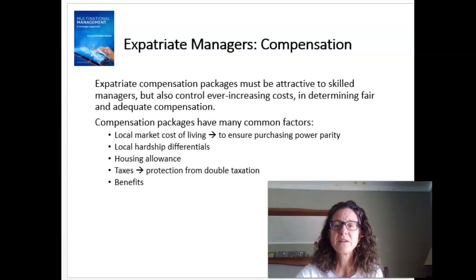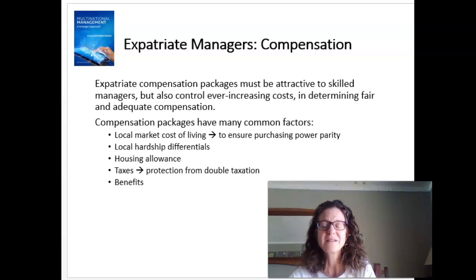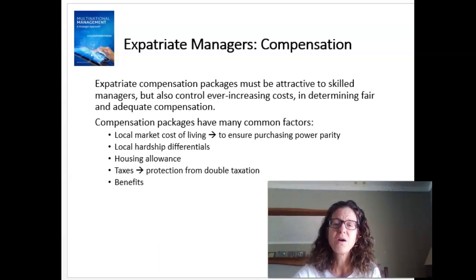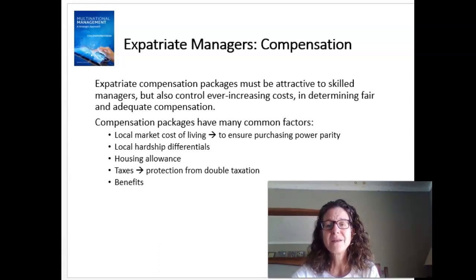Another important aspect of the compensation package are benefits, and these include health insurance, retirement savings, and other types of benefits. Not all nations around the world permit pre-tax distributions to retirement plans, and so organizations need to make sure that expatriates can continue saving for retirement as they would have been able to if they hadn't taken on the international assignment.